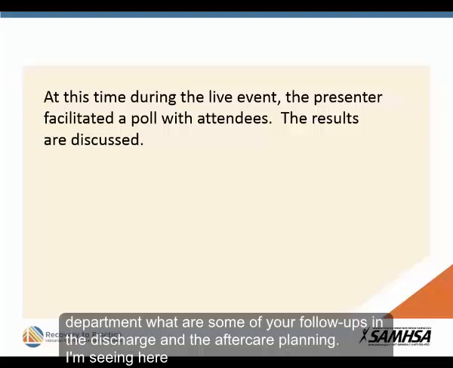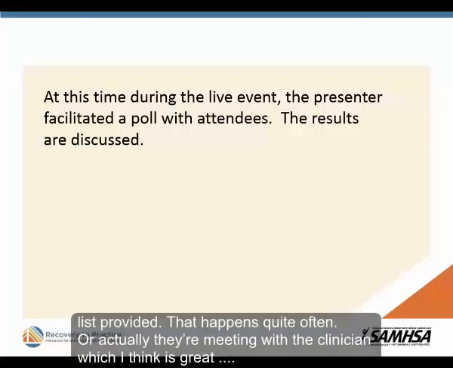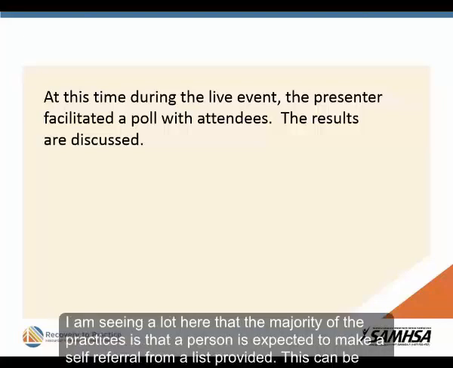So I'm seeing here that peer support is offered in some. I think a good percentage is the person is expected to make self-referrals from a list provided. That happens quite often. Or actually they're meeting with a clinician, which I think is great. ER staff is given an aftercare plan with treatment expectations for that person, which I think is great too. But I'm seeing that the majority of the practice is that the person is expected to make a self-referral from a list provided.